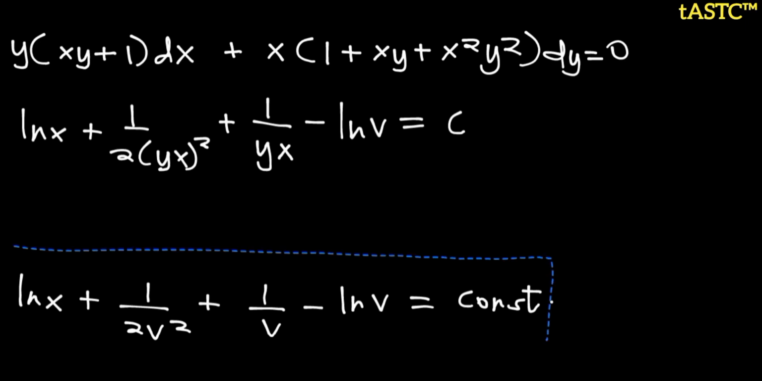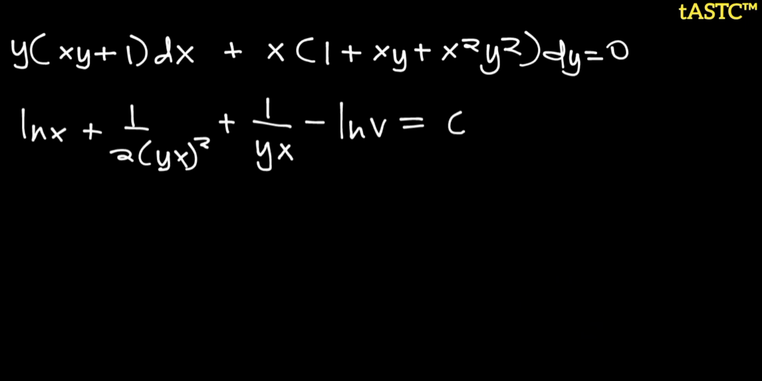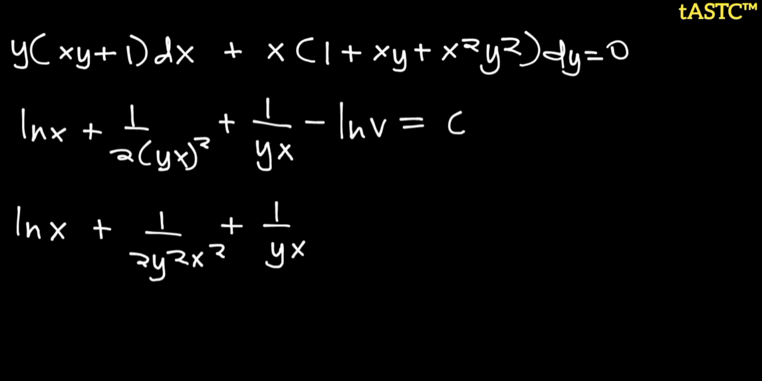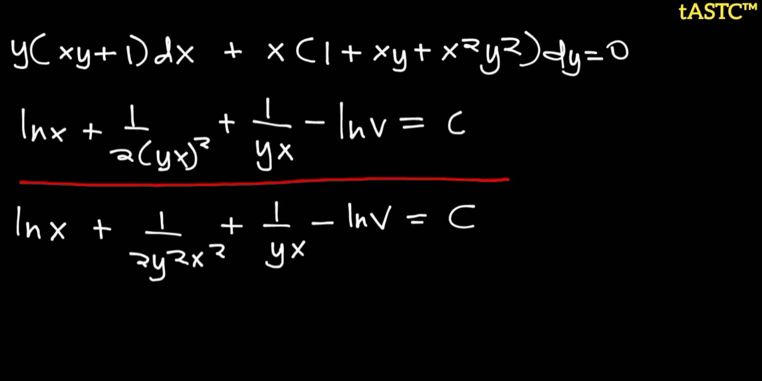Now, if you wanted, you could actually leave it in this form. If you don't want to do it that way, you could take it a bit further, and that will look like this. So this is going to be 1 divided by 2y squared x squared. And here we're going to have 1 divided by yx minus ln v, and that is equal to a constant. So this is basically what you want. This is what you're looking for. This would actually be the solution to the differential equation which was given initially. This one.